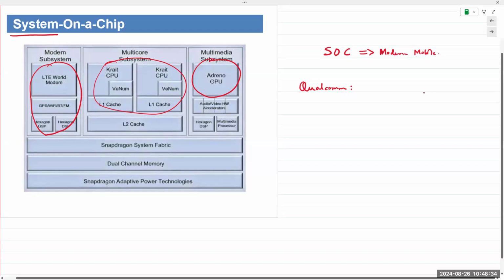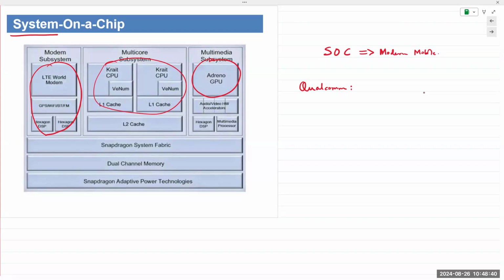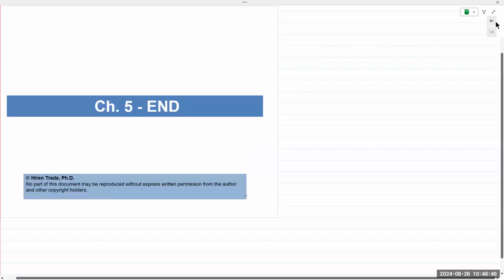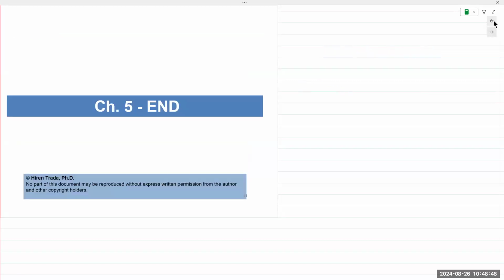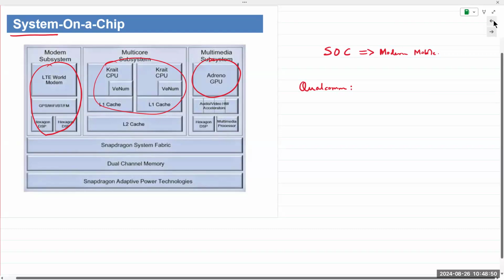So this is, again, the bare synopsis of what a digital computing system would look like. And that is the end of chapter 5. As I said, it's a very short class for today.